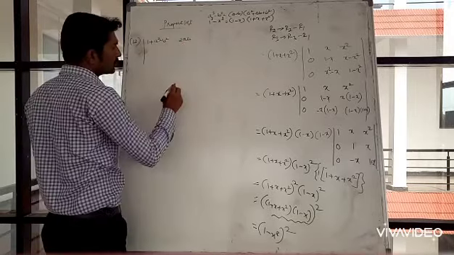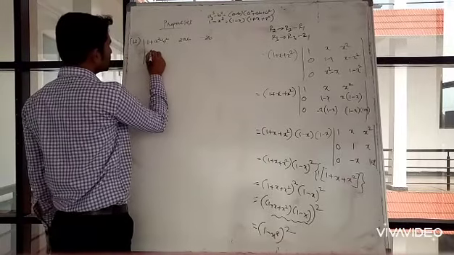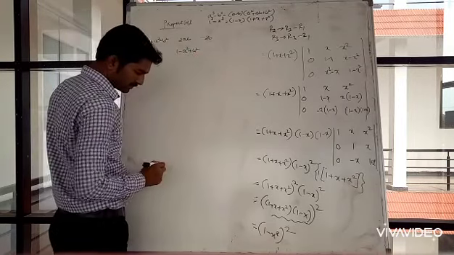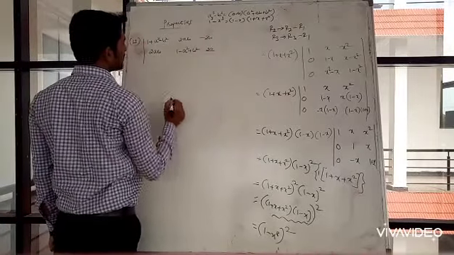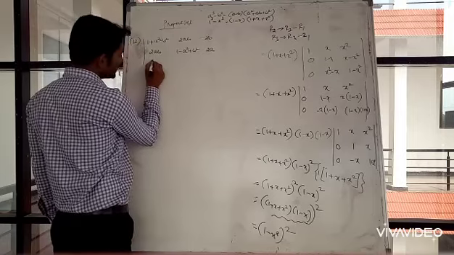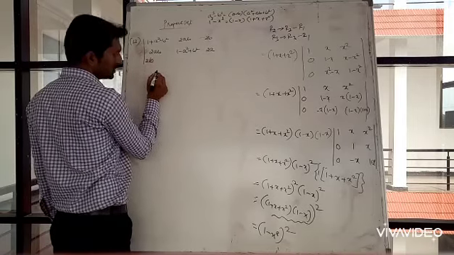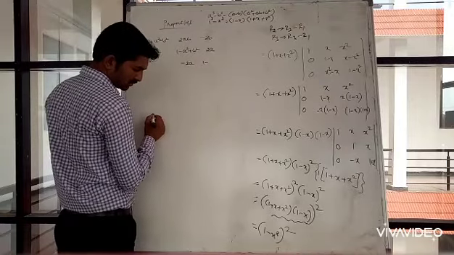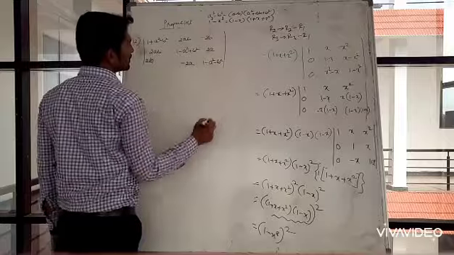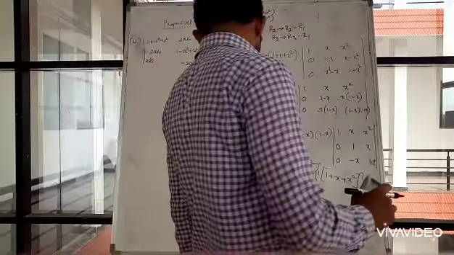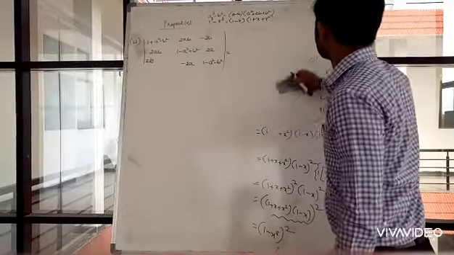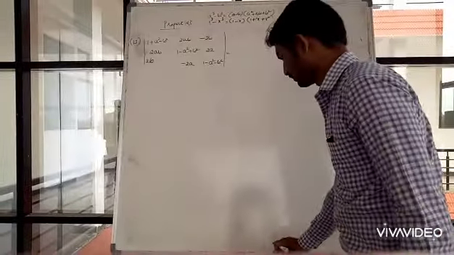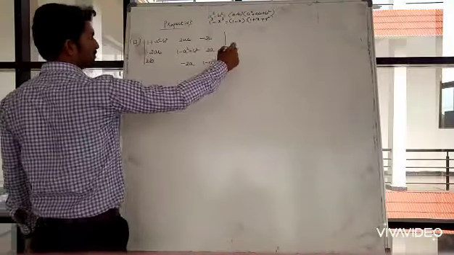2ab, minus 2b, 2ab, 1 minus a square plus b square, 2a, then 2b, minus 2a, 1 minus a square minus b square is equal to 1 plus a square plus b square whole cube.